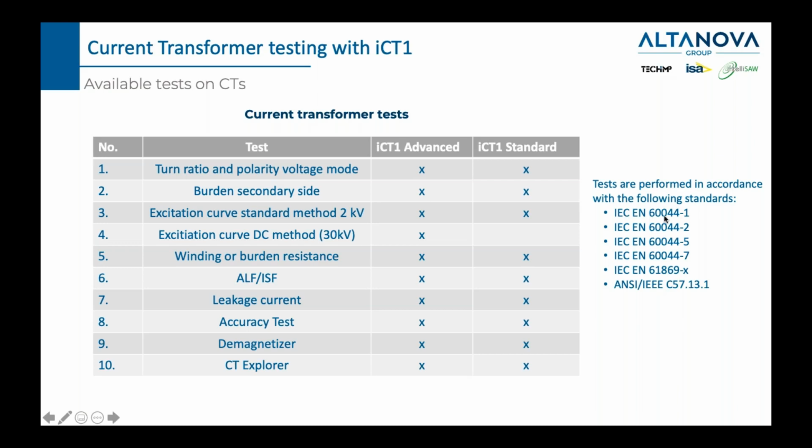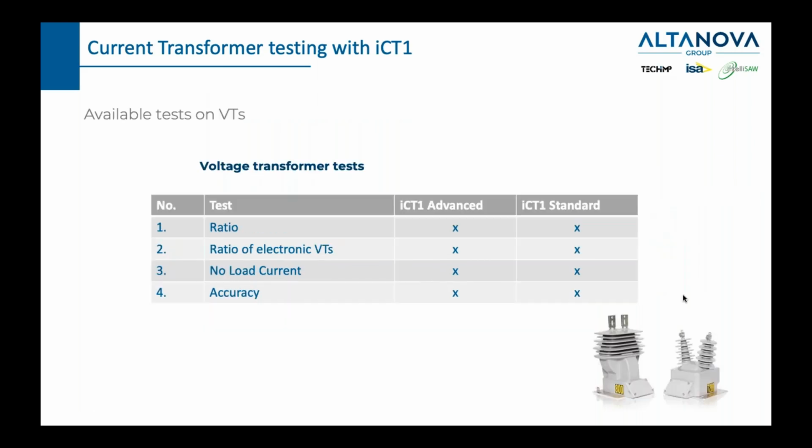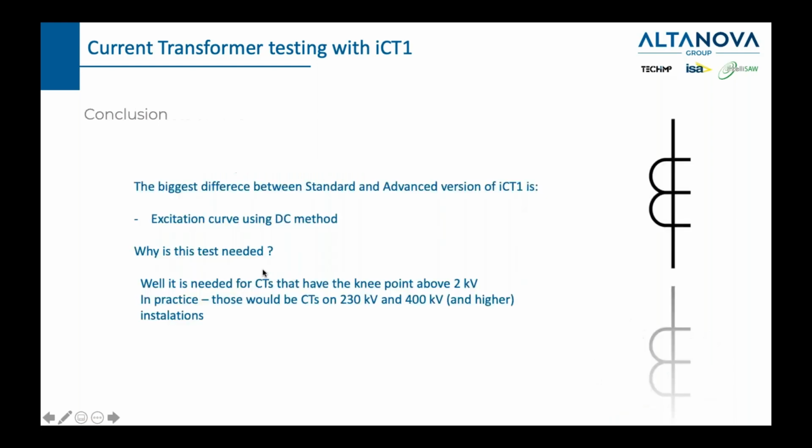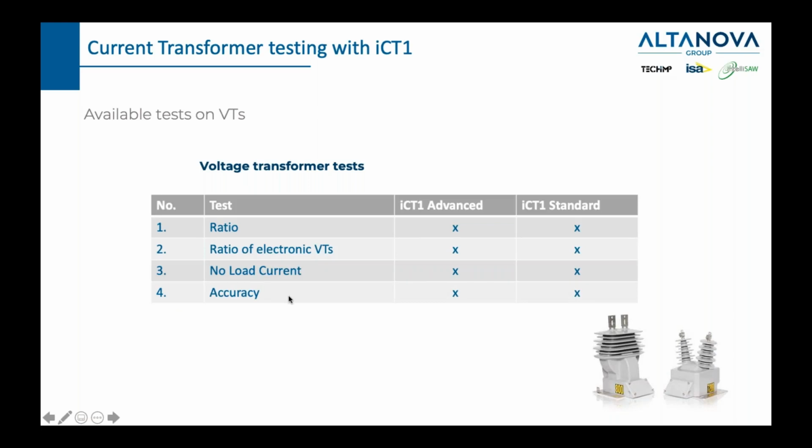The old one, 60044-1, and the new one, 61869, and also we abide to ANSI or IEEE C57.13.1. So these are the tests that we can do on a current transformer, and on the voltage transformer we can do basic tests like ratio. Also for electronic VTs we can do ratio. We can do the no load current or the leakage test and the accuracy test of the VT. For advanced and for standard ICT1s, there are no differences.